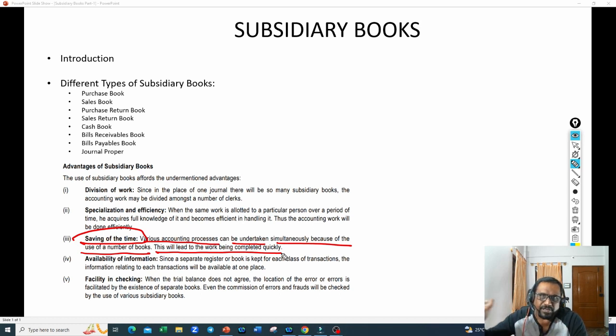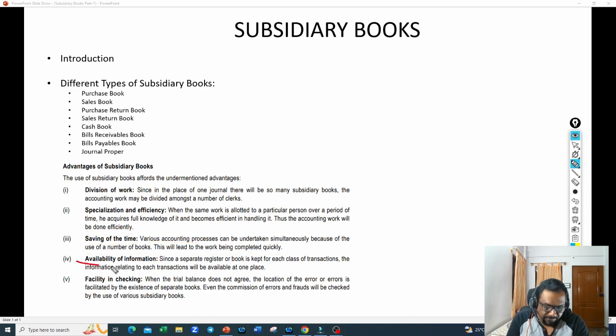Since you have different people managing individual sets of books, it will save the time. At one point of time, all transactions can be focused, concentrated, and completed. It will save the time. Correct? Next, availability of information.